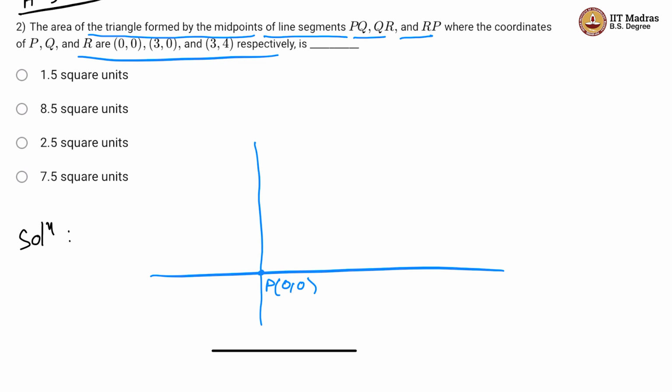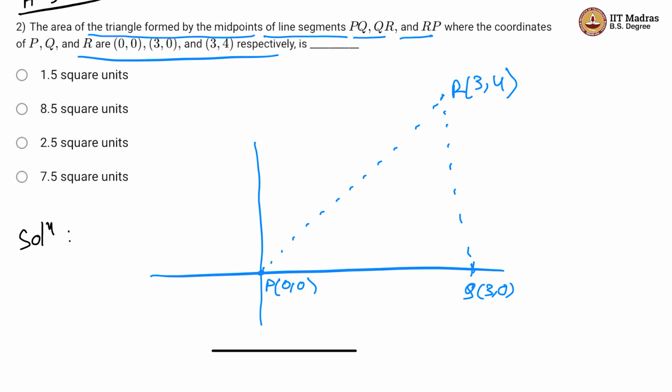Okay. Q means (3, 0). That means this is our Q point. And suppose this is our R point, which is (3, 4), right? So we have these three lines PQ, QR and PR.